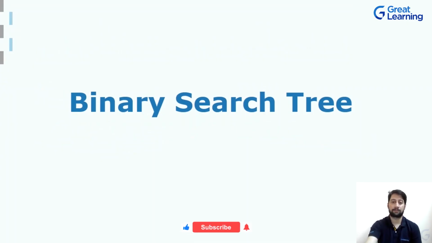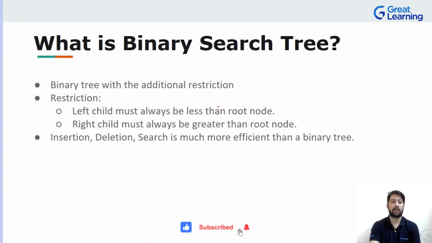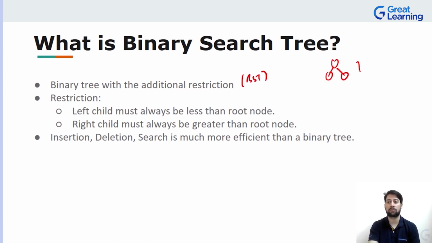Binary search tree. Now, what is binary search tree? So, binary tree is an additional restriction, right? This BST is nothing but the additional restriction on binary tree. Like we have already seen the binary tree wherein at most we can have two children, right? It can be on the left side or it can be on the right side. Now, what are the restrictions on this tree?